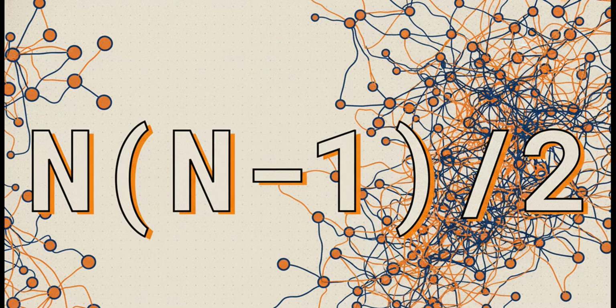And this little formula right here, this is why a full mesh is so impractical. The number of connections you need just explodes exponentially. I mean, think about it. For just 10 devices, you need 45 separate connections. For 100 devices, you'd need almost 5,000. It gets completely out of hand fast.